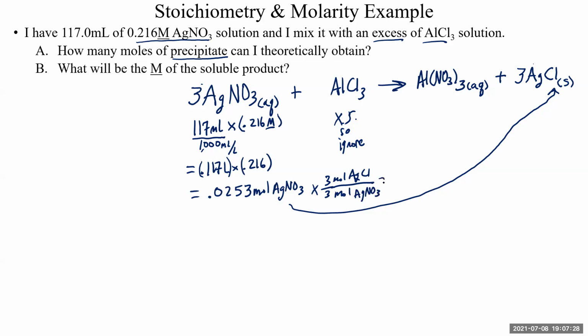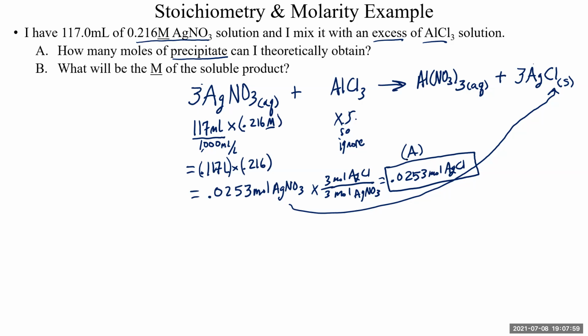Well, that's exactly the same number then. 3 divided by 3 is 1. So we end up with 0.0253 moles of silver chloride. And that's our answer to part A. It's a 1-to-1 ratio. So the moles of silver nitrate ends up being exactly the same number of moles as silver chloride, because for every 1 silver nitrate that goes in, 1 silver chloride comes out. Every 3 that go in, 3 come out. It's a 1-to-1 ratio or a 3-to-3 ratio, same thing.